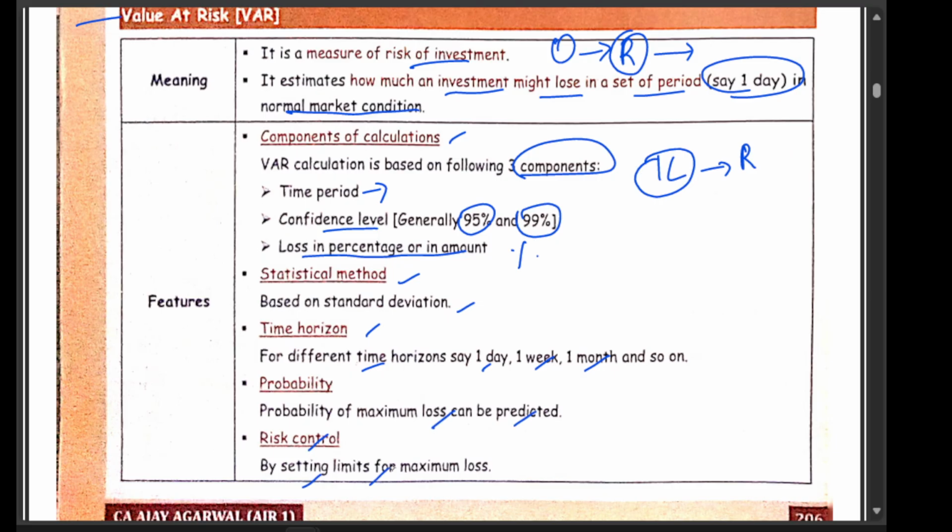Risk control by setting up limits for maximum loss. So by this VaR, we can say this might be the maximum loss we can expect. This is the minimum loss we can expect from this. So this is the minimum loss, no, but the maximum we can cover is up to this. That is what the VaR actually says.